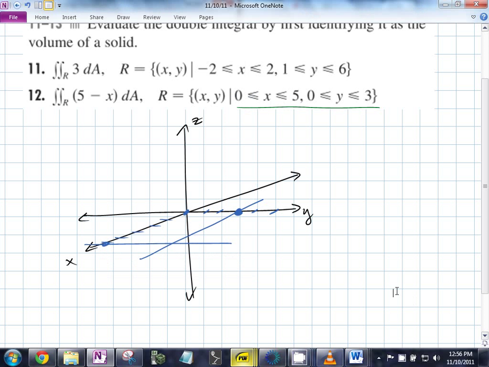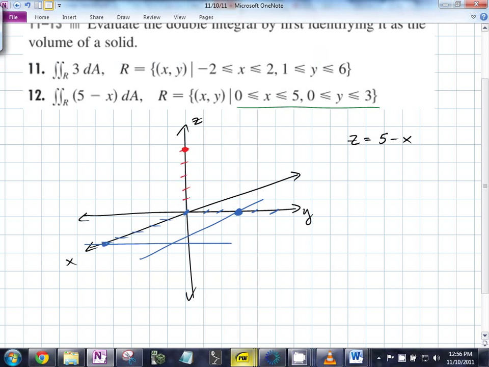On which plane? On the xz plane, right? On the xz plane, z is just equal to what? 5 minus x, right? So what does that look like? It's got a slope of, yeah, so let's go up 5, right? 1, 2, 3, 4, 5, like this.